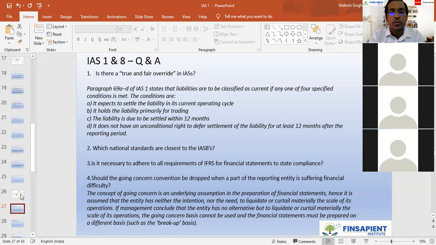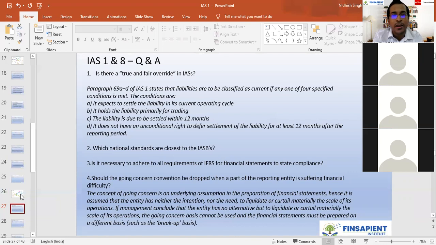Which national standards are closest to the IASB? I have mentioned earlier, UK GAAP. In fact, when I was doing my graduation, at that time we were studying UK GAAP because of course it was a British university, and all the substance over form, FRS 5, 25, 26, and all those standards that I studied. And when I started to study for ACCA and IFRS, it was very, very similar. I was thinking why those have so much similarity. Later on, I came to know that UK GAAP is very, very close to IFRS.